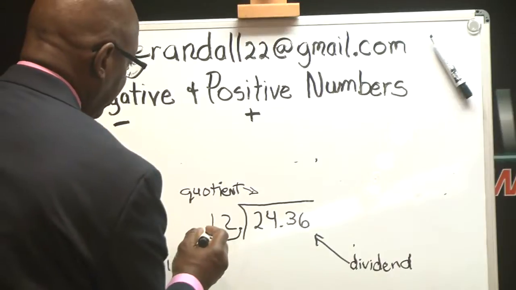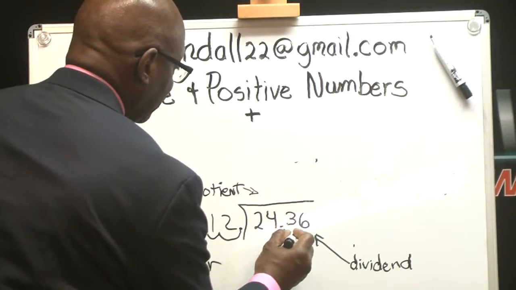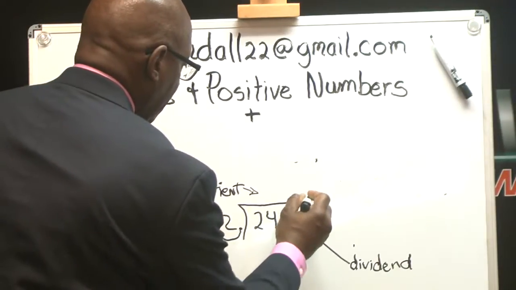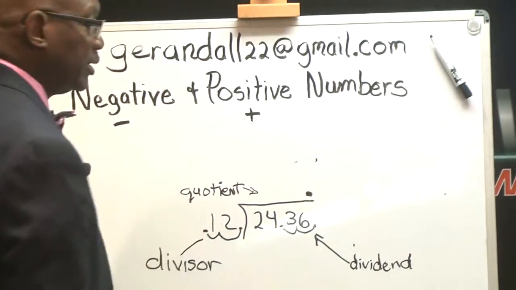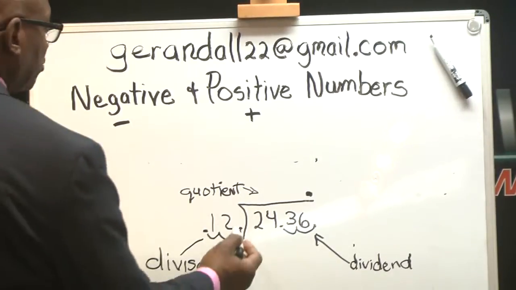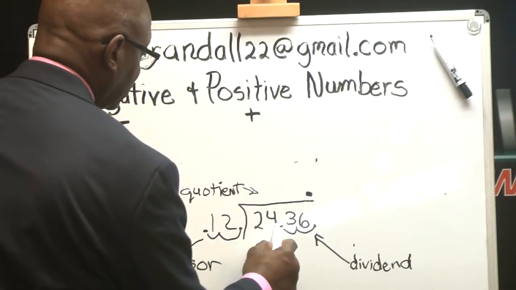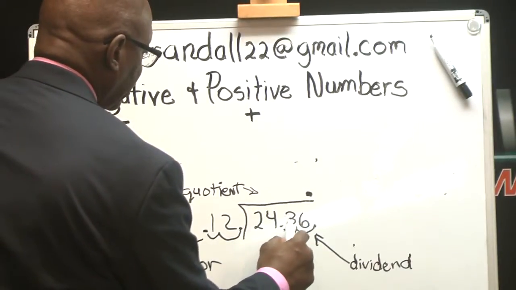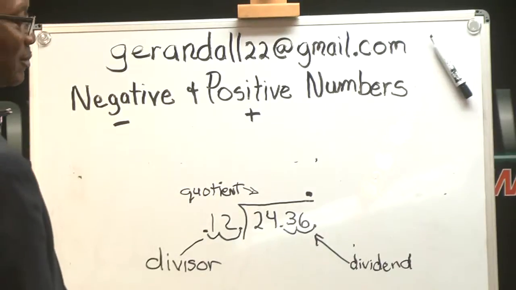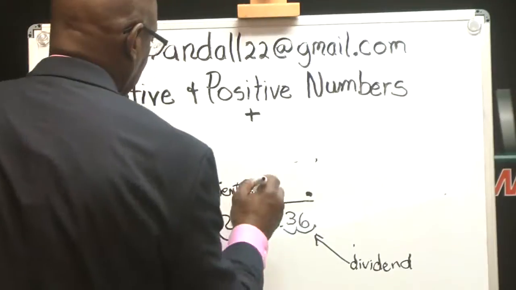And when we move the decimal 2 places to the right, we also have to do the same thing in the dividend. And then we put our decimal right there. Now, we express this now as a whole number. It says 12 into 2,436. And again, that answer we call the quotient.